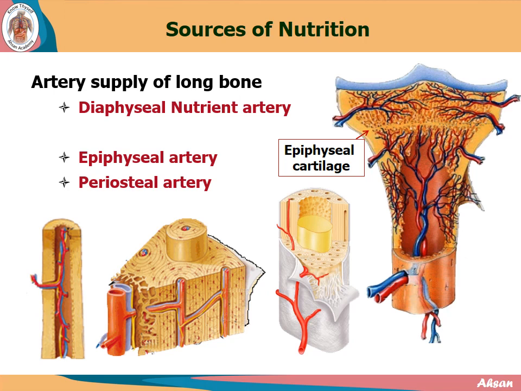Now in adult bone we don't identify the mid part as diaphysis. It is the shaft, so the name diaphysis is erased. So now we have the nutrient artery, epiphyseal artery, and periosteal artery. These three are the arteries of a mature bone. So this is the artery supply.